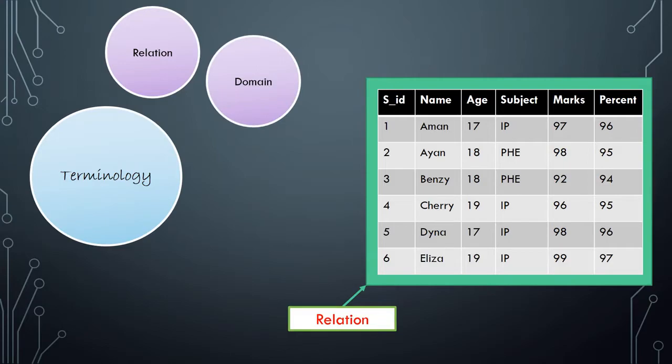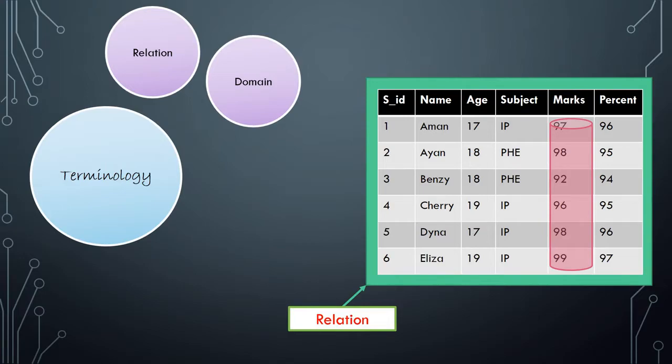Now the next term is domain. What is a domain? Basically, a domain is a set of values which form a particular attribute. You can see over here in the marks column, or the marks field, we are having certain values like 97, 98, 92, 96. So these values form the column, that is marks. These values are the domain. These are the permitted values which form a column.